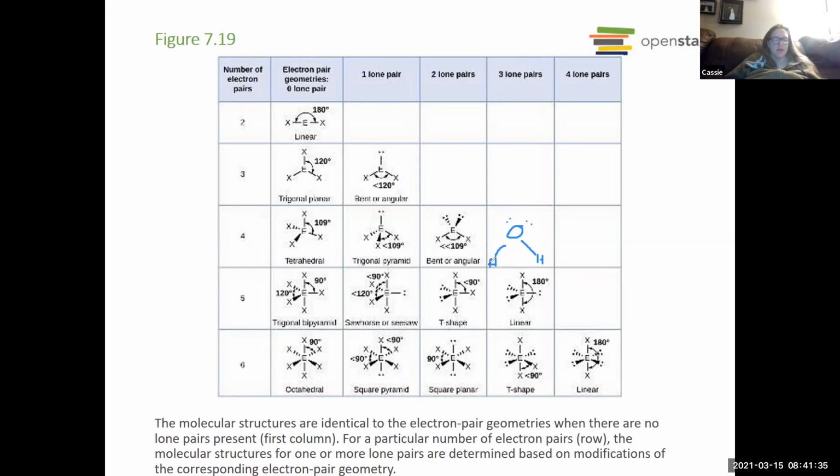Dr. Henry, remind me, the dashed line goes behind and the solid is coming at you? That's correct. And we know that the angle between the two attachments is going to be less than 109, because if there are four things attached, all the angles are 109. So the more lone pairs we have, the more it adjusts the angle. Does that make sense?